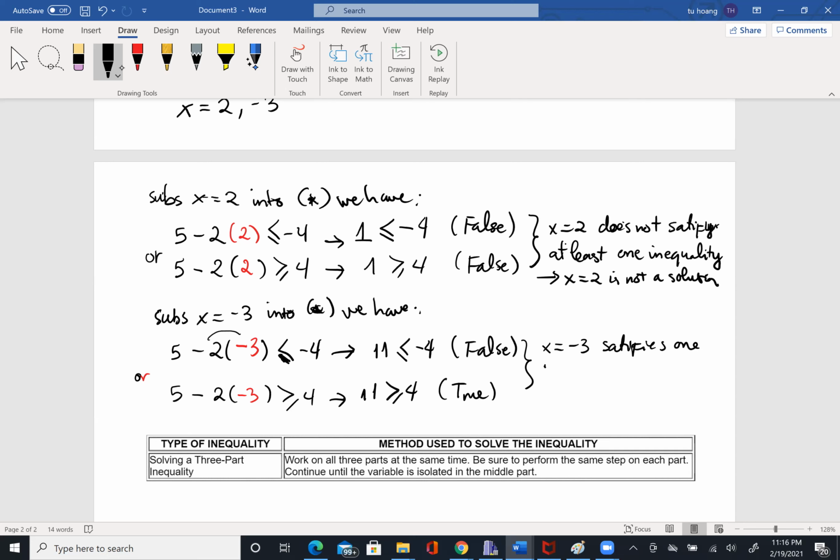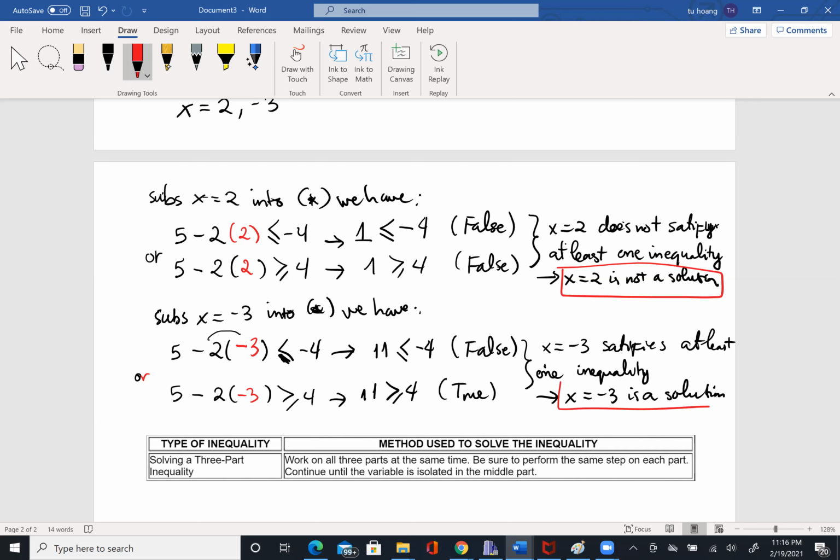So to say that it satisfies at least one inequality, x equal to -3 is a solution. Okay, this is not a solution, this is a solution. Okay, that is a good example.